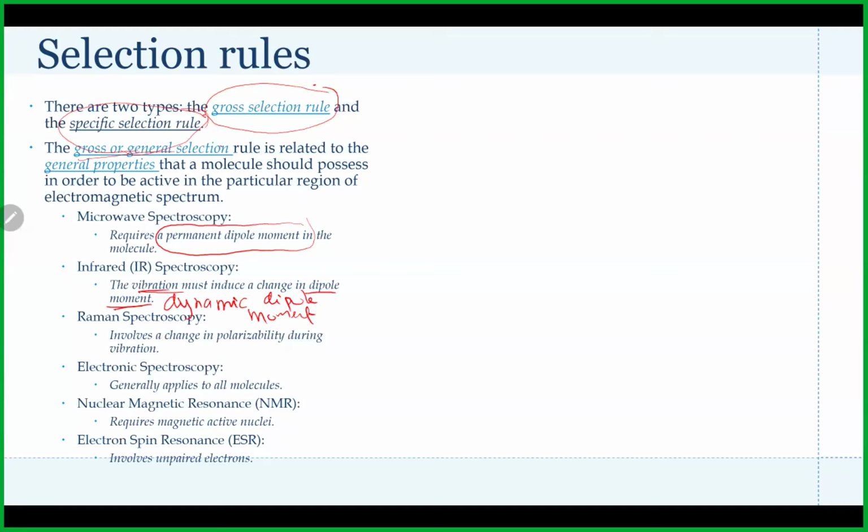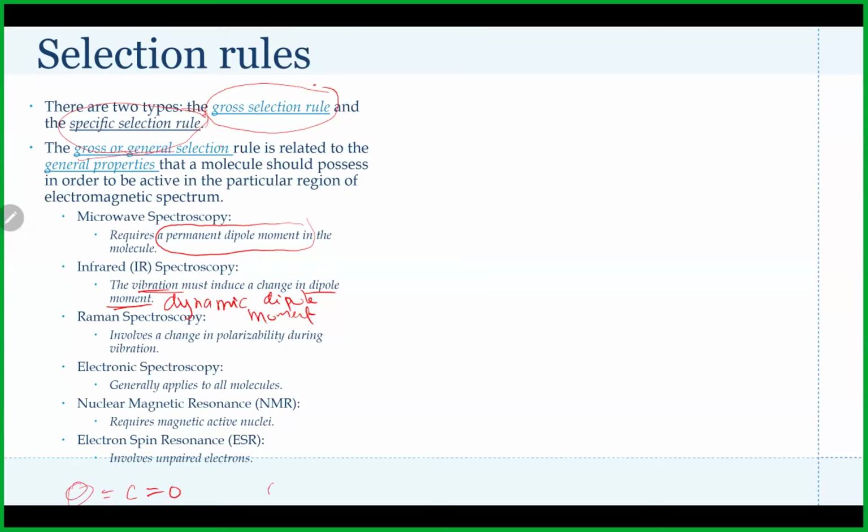an induced dipole moment. I think I'm going to leave that definition to Dr. Akibulu, or I can just quickly mention it. Once the vibration is taking place, there must be a change in dipole moment. I think I have space. For example, let's look at this. CO2 is not polar.